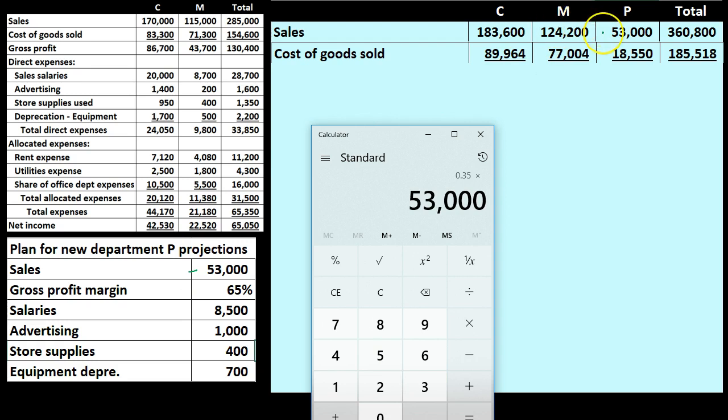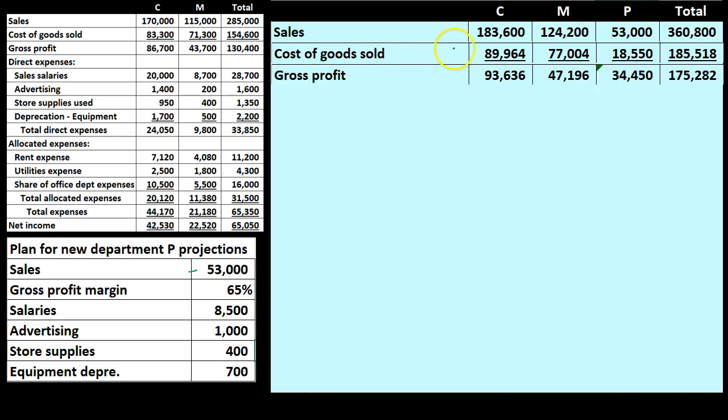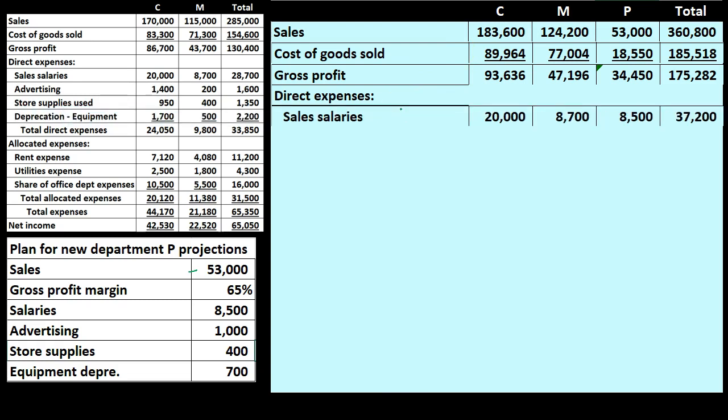So that's here. And that gives us our 18,550. Then we've got the gross profit, subtracting those two out for the gross profit. Then we're looking at our direct expenses. So the direct expenses, those that we can apply directly to our items, and we don't have to use the allocation for them. We include the salaries.